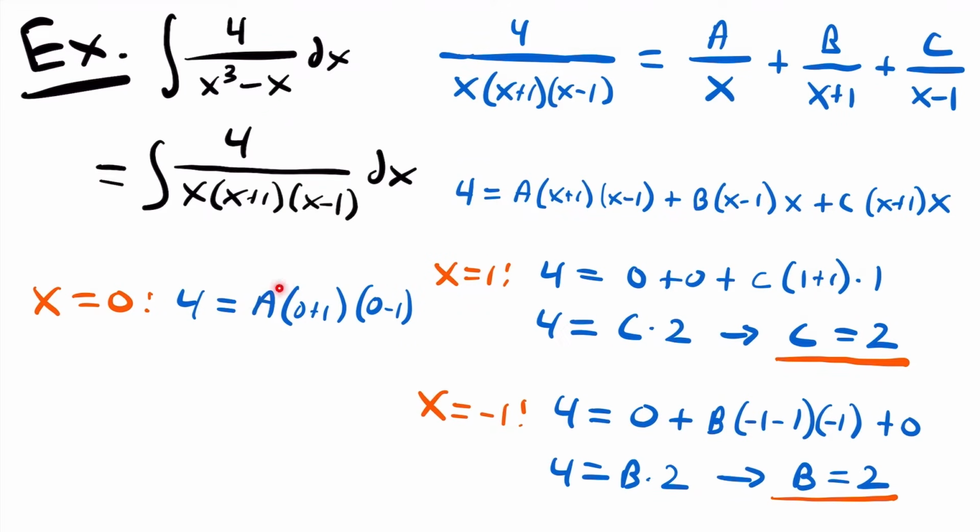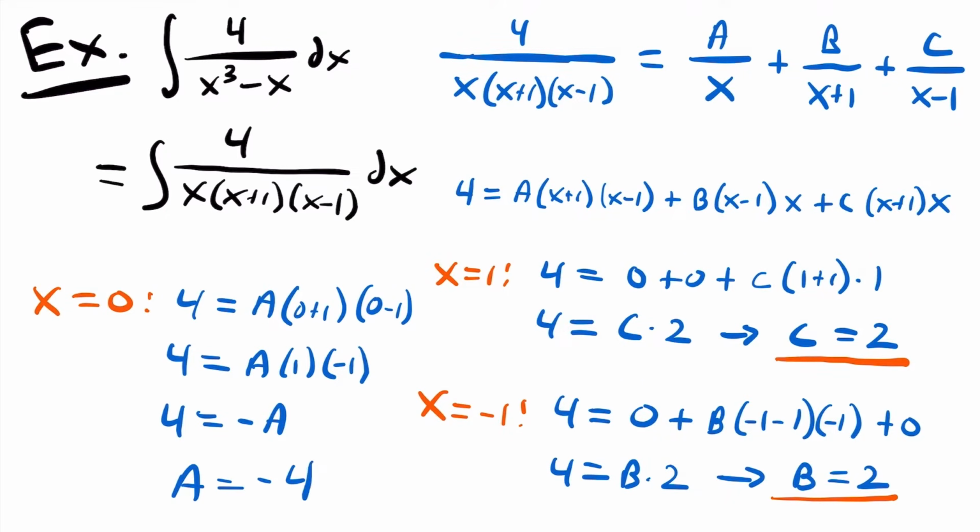And so now we can solve for a. We'll have that 4 is equal to a times 1 times -1, and so that will become 4 is equal to -a, and if we divide both sides by -1, we will find that a is equal to -4. Okay, and so now we have found the values of a, b, and c, and so we can substitute those values in for our partial fractions. Let's start with a. We'll replace a with -4, then we can replace b with 2, and we can replace c with 2 as well.